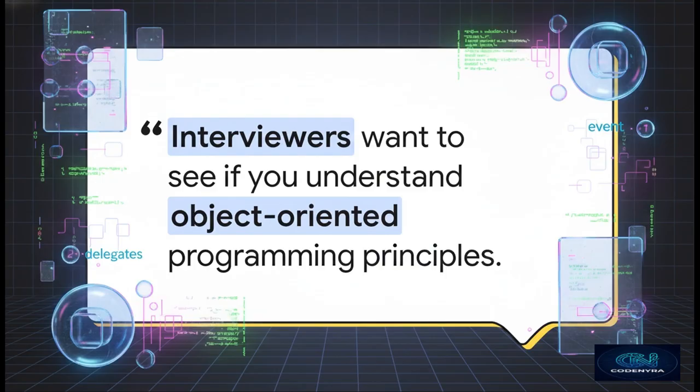Literally anyone can write code that sort of works. But knowing that a public delegate violates encapsulation and knowing exactly why you use an event as a protective wrapper, that proves you actually understand architectural decision-making. It shows you know how to bulletproof your code from unintended side effects in a real production environment.